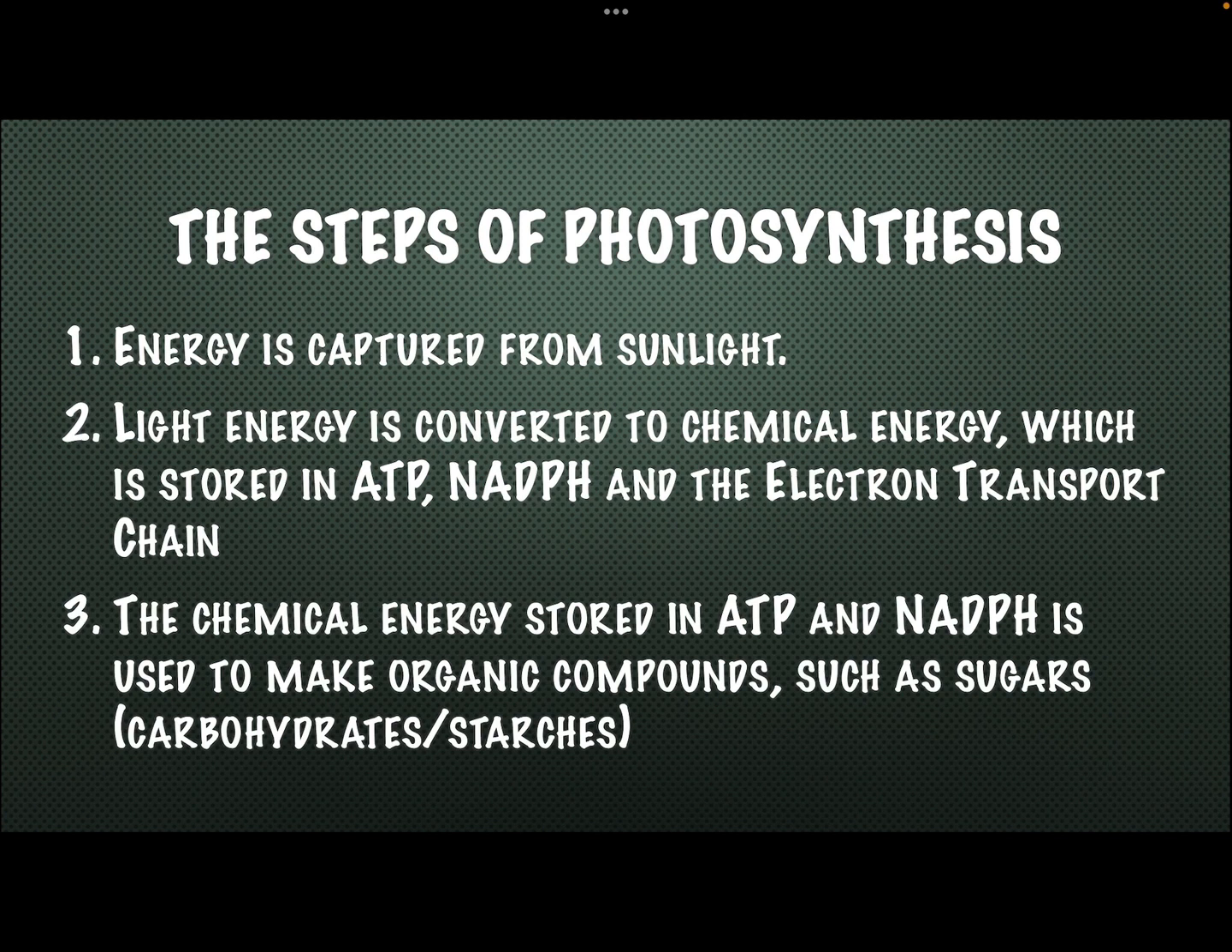Generally, the steps of photosynthesis are: energy is captured from sunlight. Sunlight is converted to chemical energy, which is stored in ATP, NADPH, and the electron transport chain. The chemical energy stored in ATP and NADPH is used to make organic compounds like sugars, sugars like glucose, or what we commonly refer to as carbohydrates and starches.